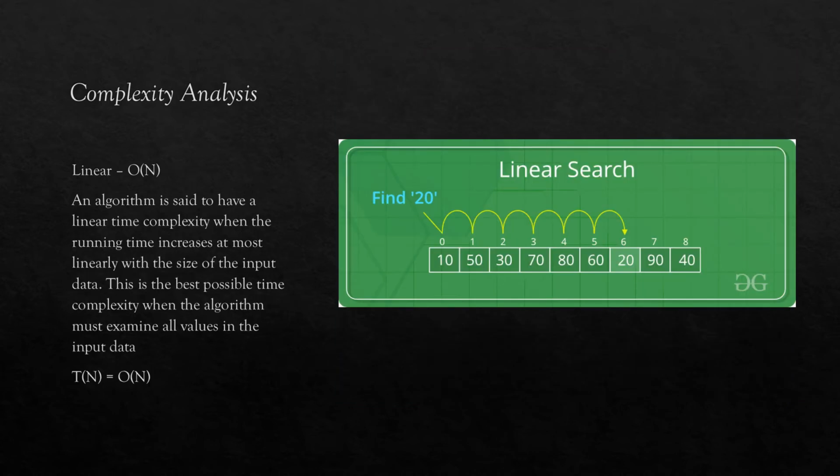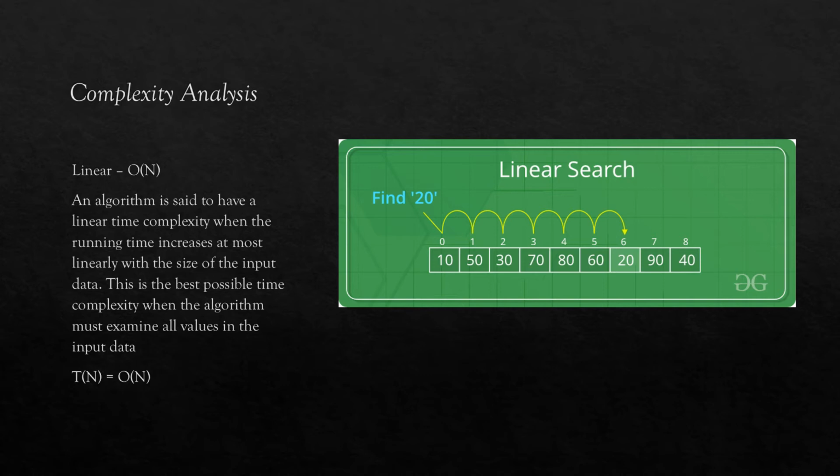Linear time complexity. An algorithm is said to have a linear time complexity when the running time increases at most linearly with the size of the input data, which means in this case we are trying to find an element 20 in an array of integers.